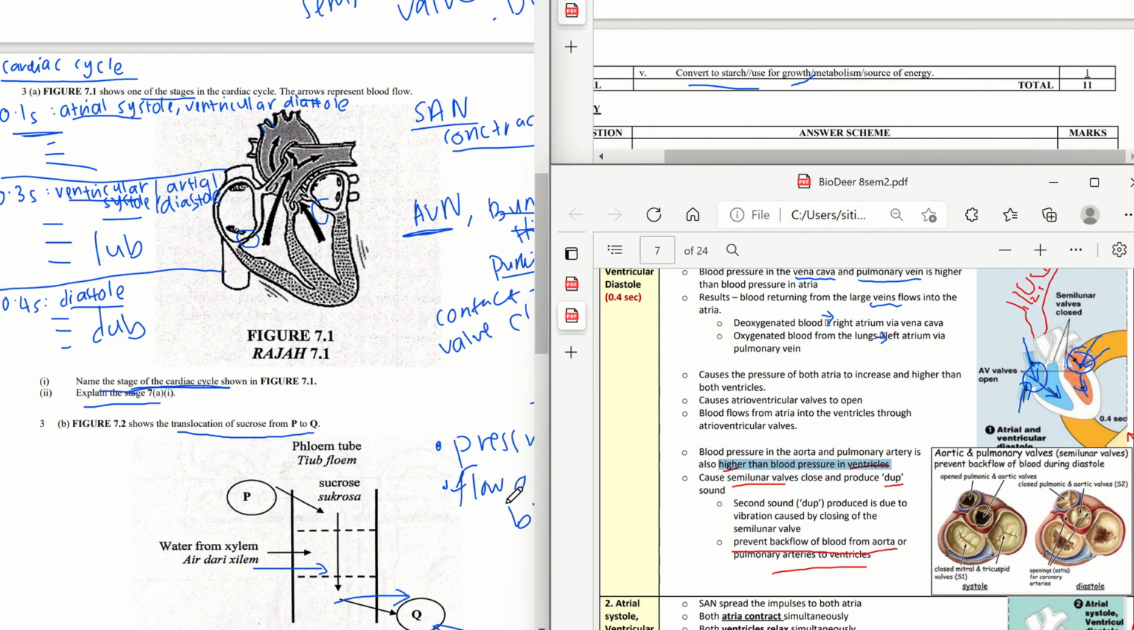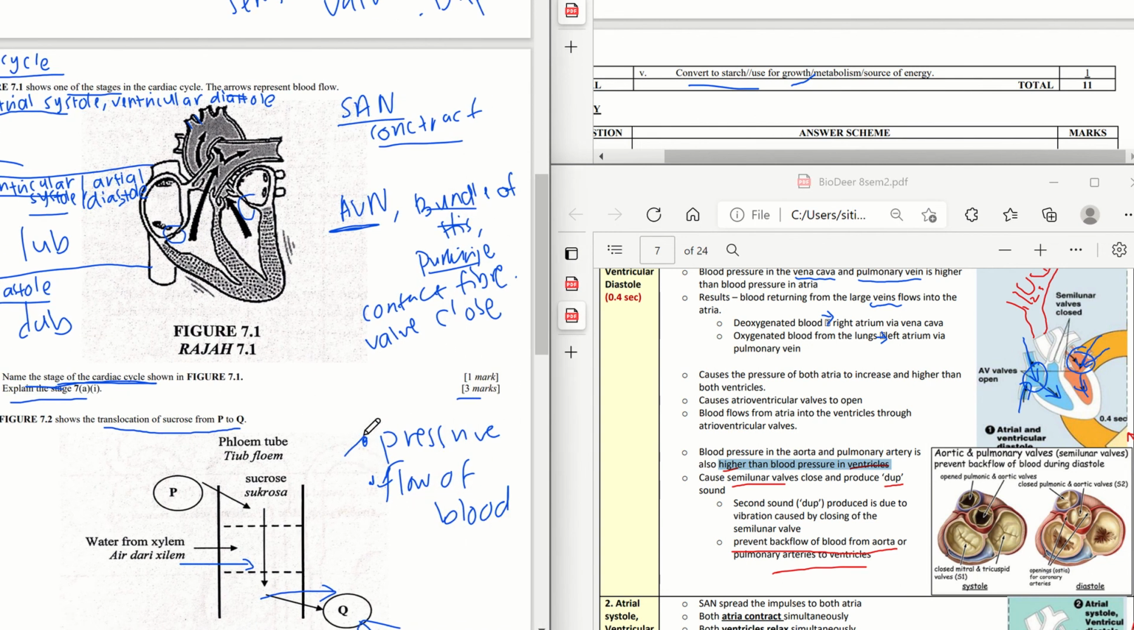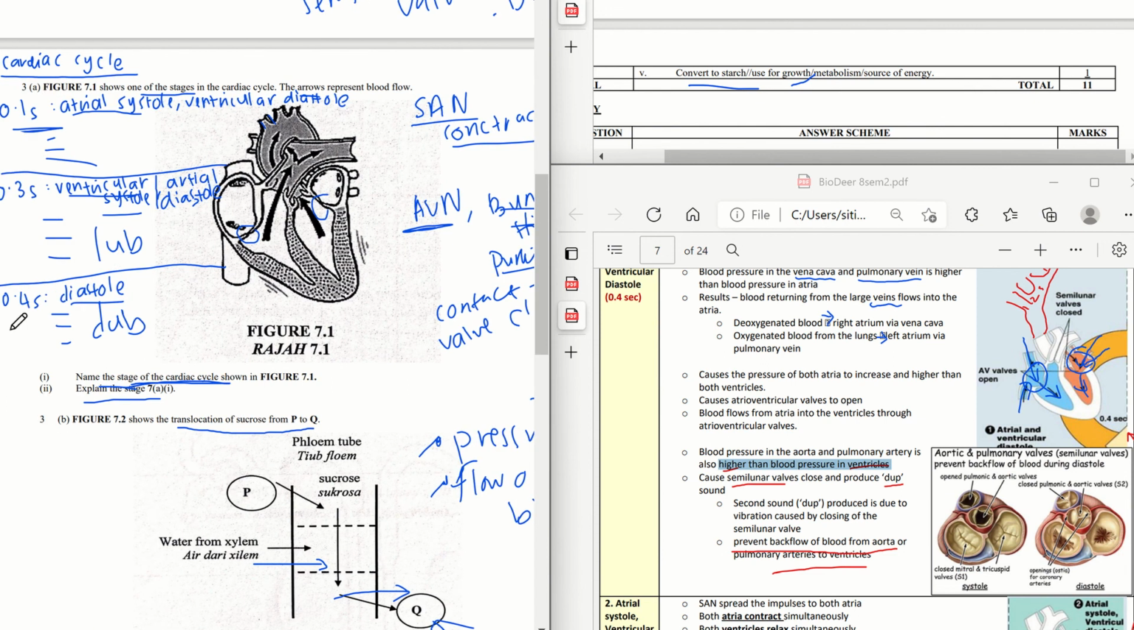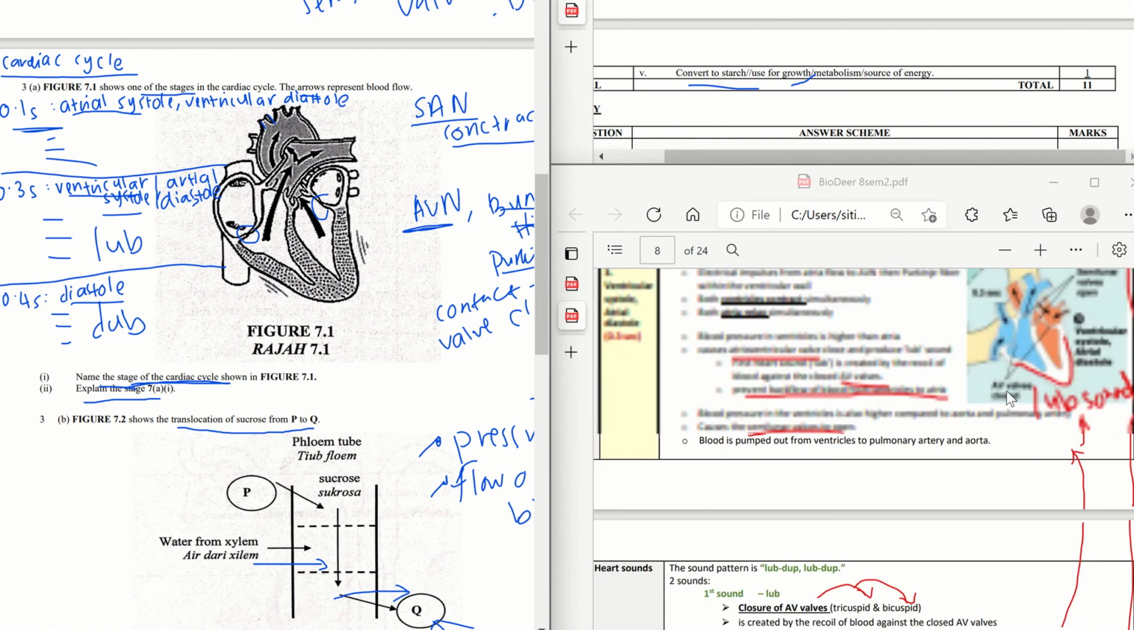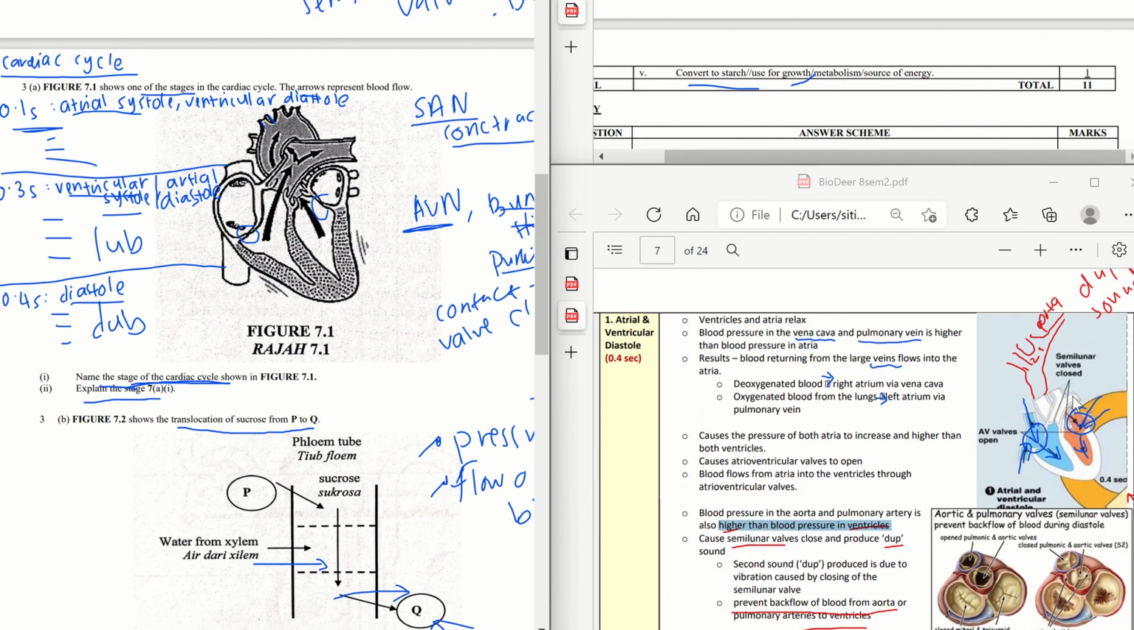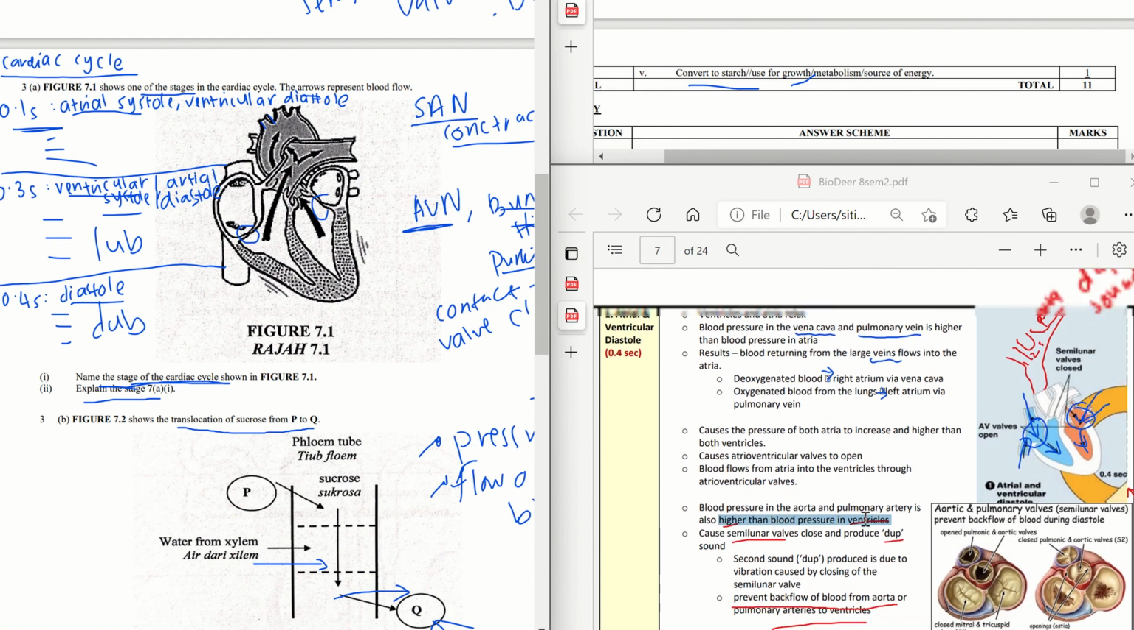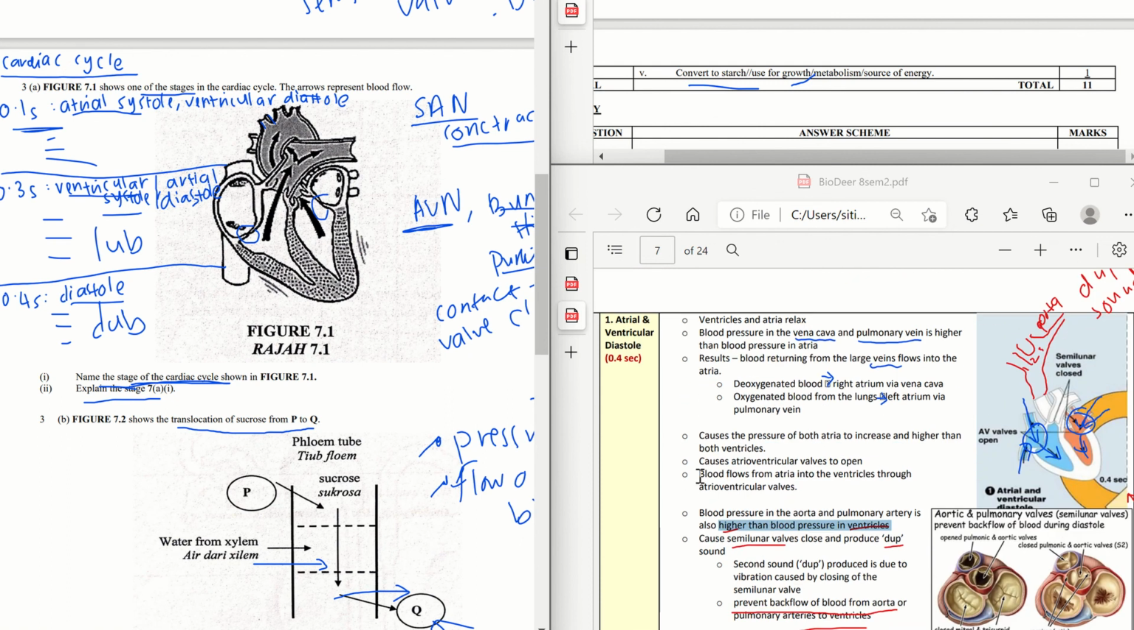Tadi saya cakap, okay, you dah cakap pasal pressure, you kena cakap pasal flow of blood. Okay, so 0.4 second dekat cardiac cycle, flow of blood daripada mana ke mana masa diastole. Kita tengok diastole. So flow of blood adalah blood flow from atria into ventricle through AV valve. Okay, so bila dua-dua tengah relax, blood akan enter je dekat atria, and then dia boleh turun terus je ke ventricle. Okay, sebab masa ni AV valve buka lagi.